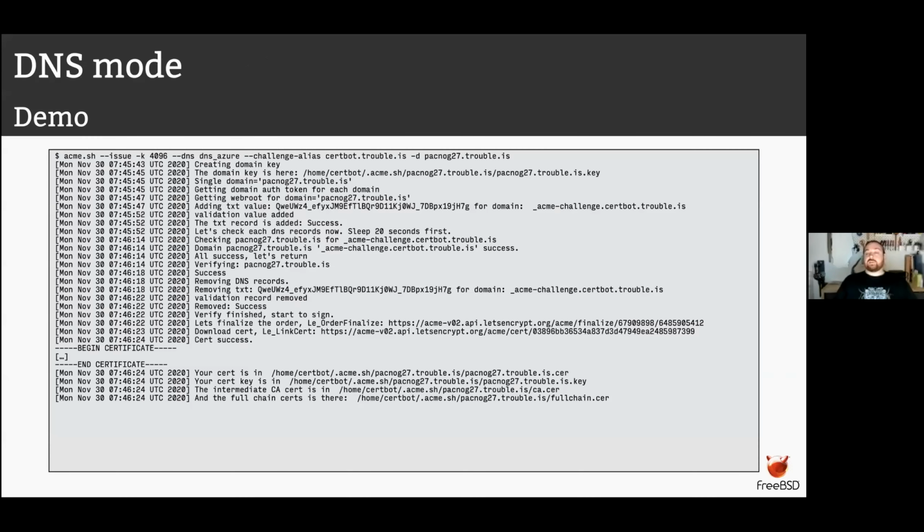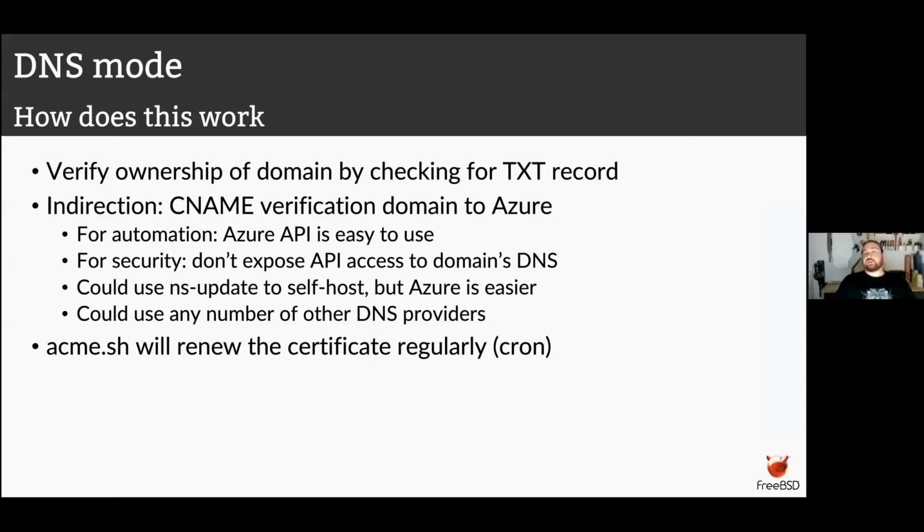The way this works is that I've verified the ownership of the kenog-demo.trouble.is domain by asking Let's Encrypt to check for a TXT record. And the script has added its TXT records to the DNS using the Azure API. And I've added a level of indirection by sending this CNAME verification to Azure. I'll show you in a terminal window what I mean with the indirection in a moment.